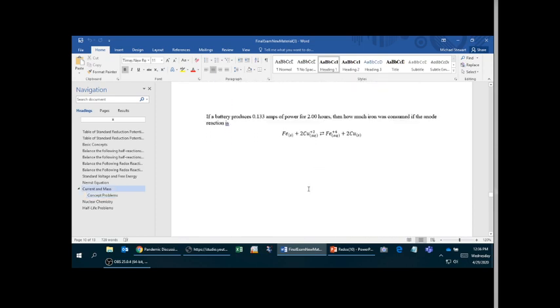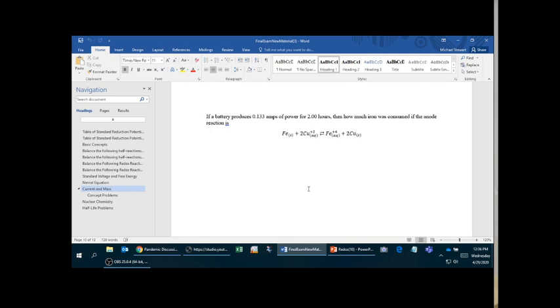So we'll work the last problem on page 10 here. If a battery produces 0.133 amps of power for 2 hours, how much iron was consumed at the anode? The reaction is Fe plus 2 Cu goes to Fe plus 4 and 2 Cu. I'll give you a minute to write that down.